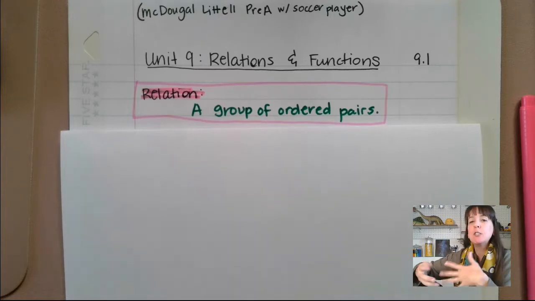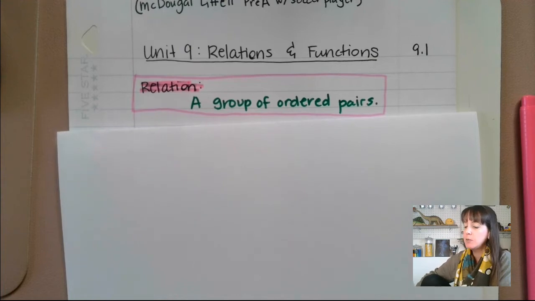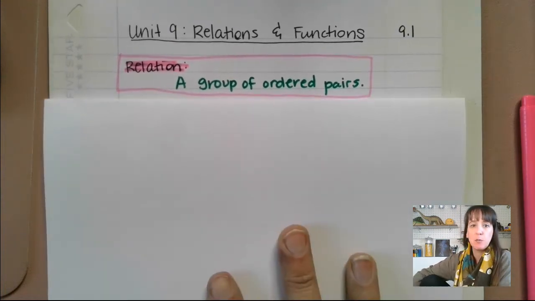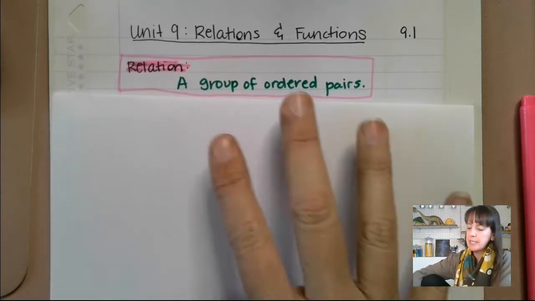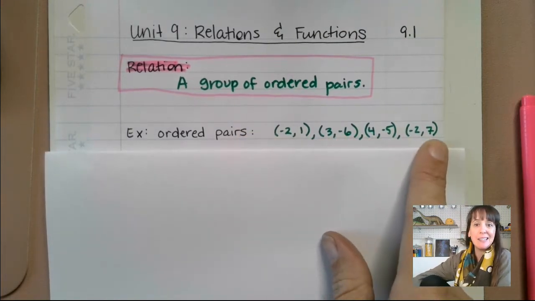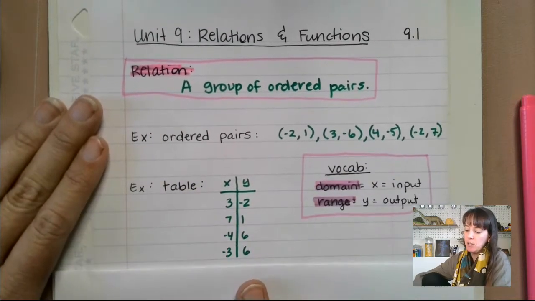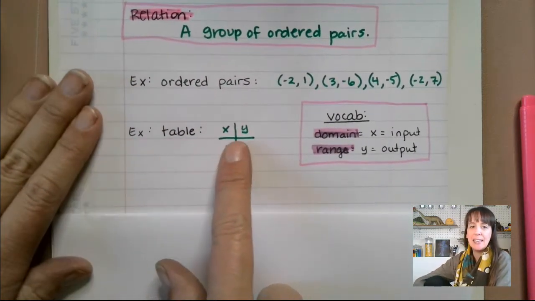Now, this can be demonstrated in several different ways, okay? And I'm going to go through each of these ways on my notes here. However, you don't have to write them down. If you want, you can, but that way you have a general idea. The first is just a group of ordered pairs. We write them down exactly like this. Another method is a table, and a table is going to look like this.